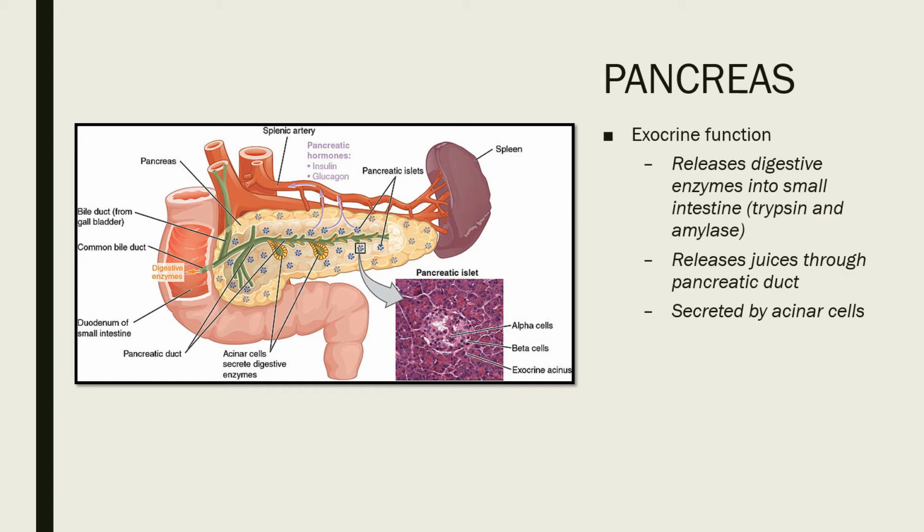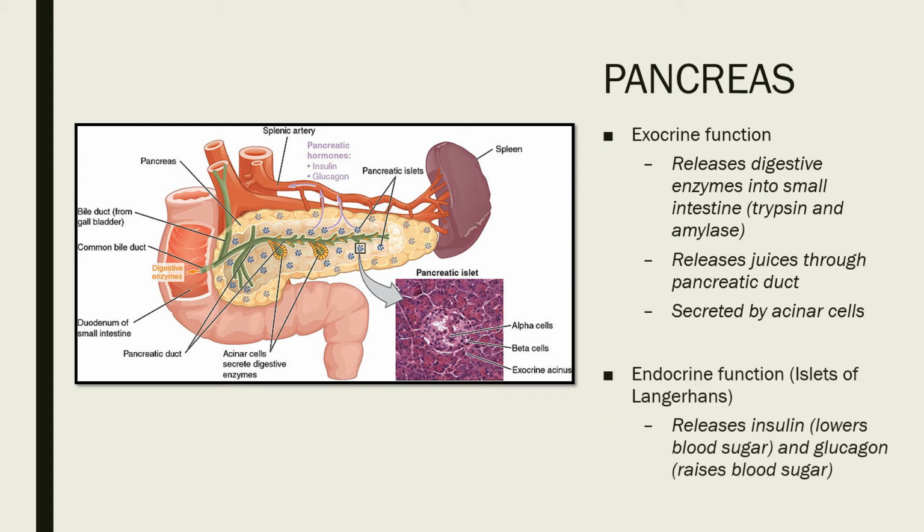It releases these juices through the pancreatic duct, and these enzymes are secreted by the acinar cells. Now the endocrine function is the release of insulin to lower blood sugar and the release of glucagon to raise blood sugar. And these hormones are released from the islets of Langerhans cells.